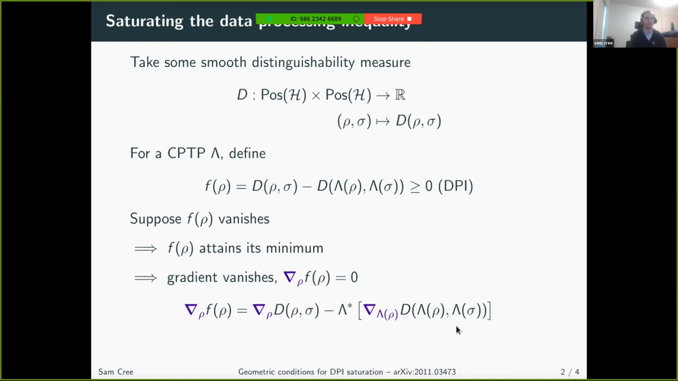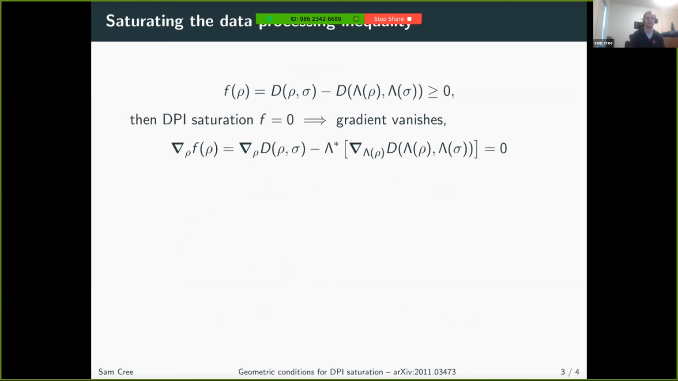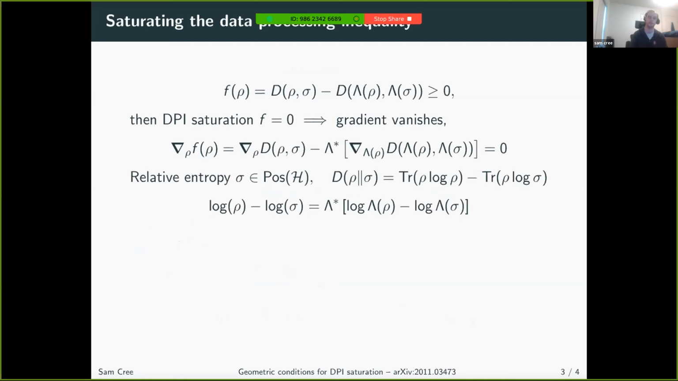And so most of the technical content of our work is just on carefully defining how these derivatives work on functions of matrices and evaluating it specifically for a few particular distinguishability measures. So we develop some of the tools needed just to make sense of this approach. So let me give you a couple examples. If we have this distinguishability measure be the relative entropy, we get a known result here, which I think was found already by Petz.